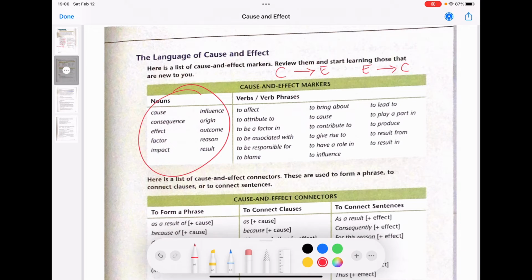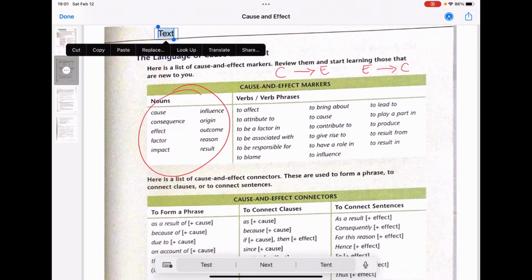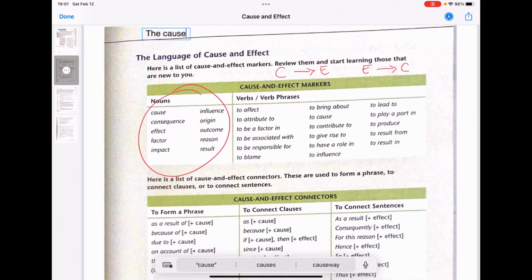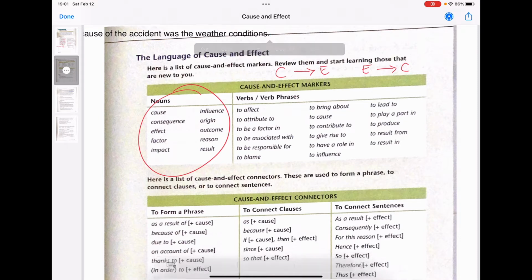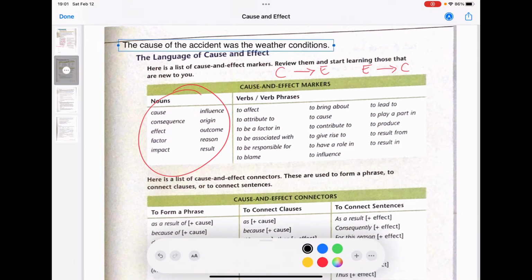However, if I use a preposition, for example, if I say the cause of this is that, that changes things a little bit. There's a lot of different ways that I could structure that to say different things. So, for example, I could say the cause of the accident was the weather conditions. So in this case, the cause was the weather conditions.